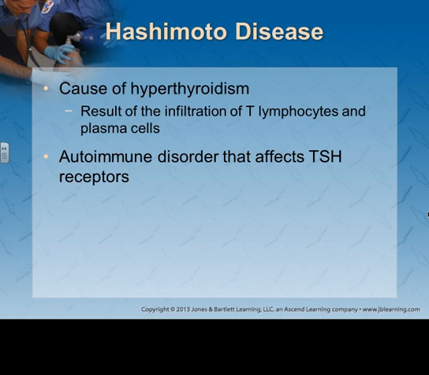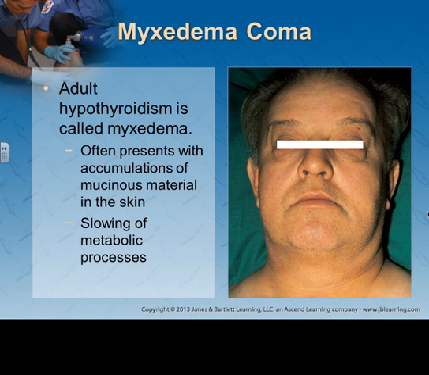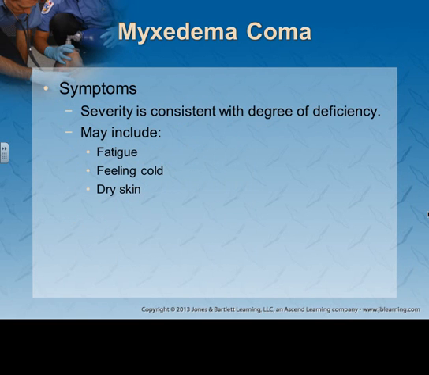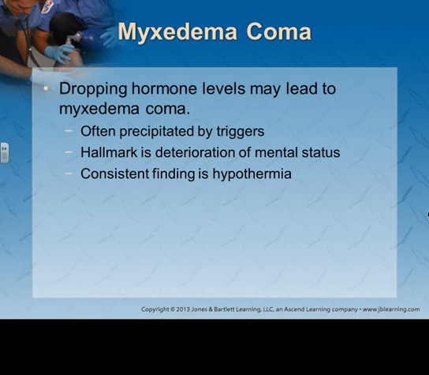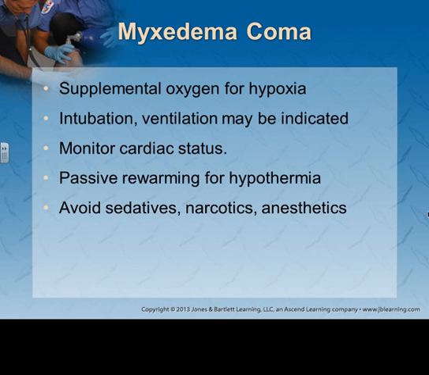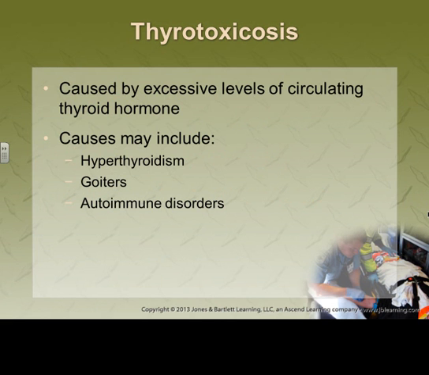Hashimoto Disease. Another cause of hyperthyroidism. Affects your TSH receptors. Myxedema Coma. This is what's pretty serious. It affects people of all ages. If they've got thyroid issues, it can really kill somebody dead. Symptoms of this: fatigue, feeling cold, dry skin. As the hormone levels continue to drop, they go into Myxedema Coma. And then we would treat them as an unresponsive patient, and they would do tests. They would test TSH levels and things like that.